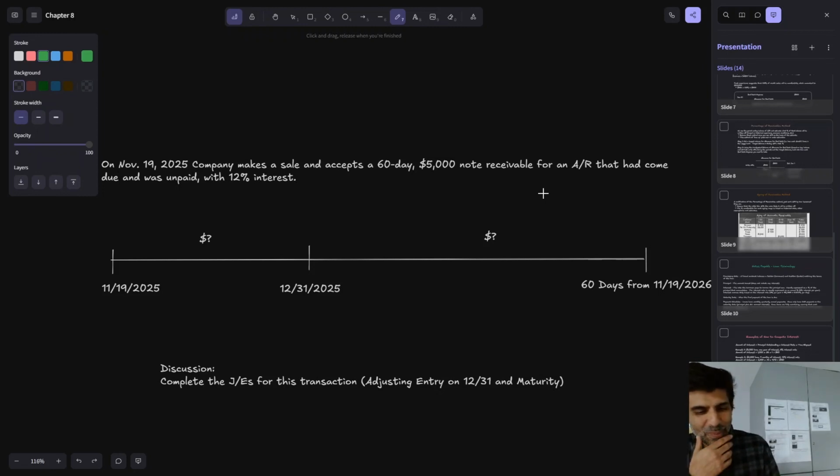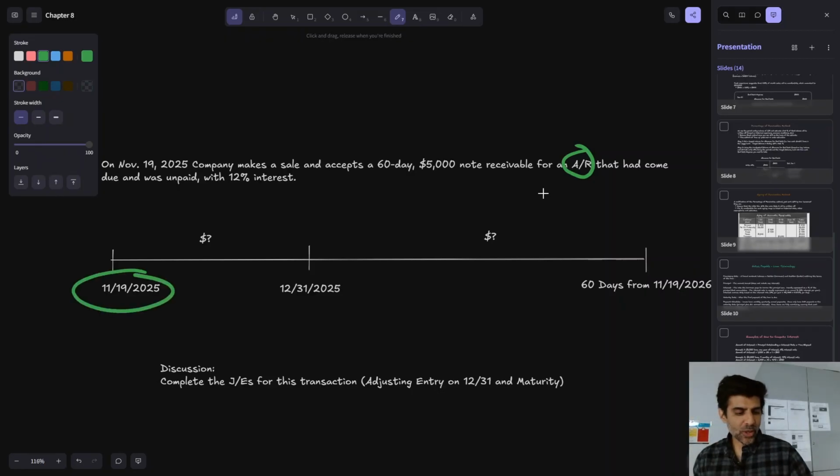It's okay, so it's a little weird. What we're doing here is we're converting an account receivable. So this is basically what happened: the company, this customer of ours, had an account receivable. They're like, I can't pay you right now. So we're converting that account receivable to a note receivable. That's part of this journal entry. And it's now 60 days. There's one journal entry that happens here where we convert the account receivable to a note receivable.